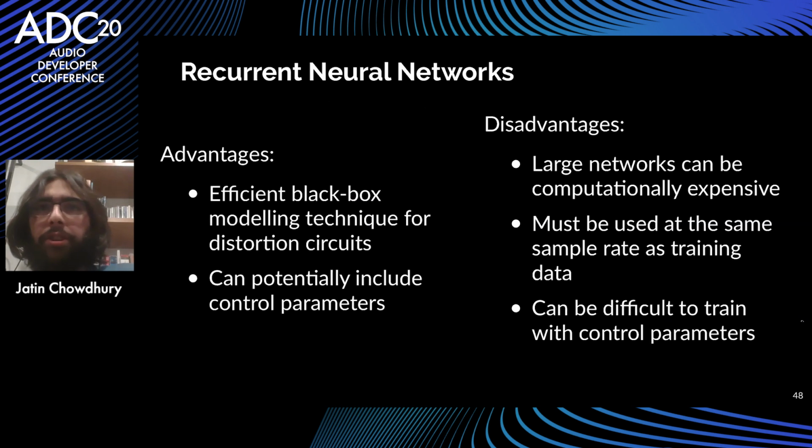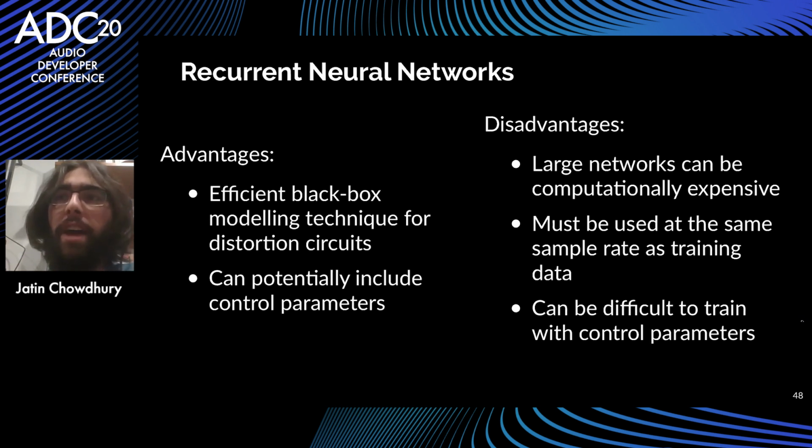So thinking about recurrent neural networks, again, from the perspective of advantages and disadvantages, the big advantage is that compared to other techniques for modeling distortion circuits with black box techniques, it's pretty efficient. It's much more efficient than the temporal convolutional network. That said, as you increase the size of your recurrent neural network, it can become more computationally expensive as well.